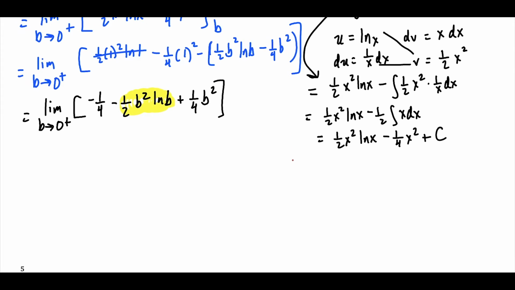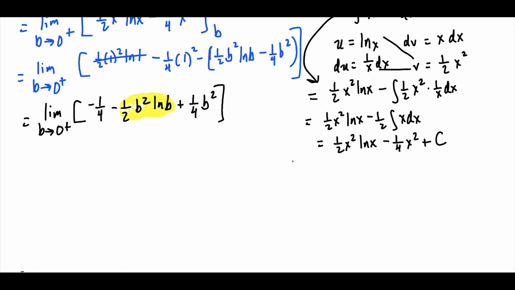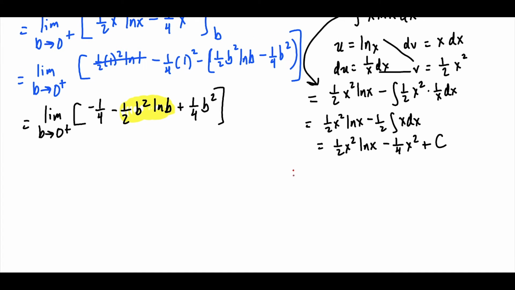So just on the side here, we're going to evaluate this limit. We're going to have the limit as b approaches 0 from the right, and the coefficient negative 1/2 I'm not going to include. I'm only going to look at this, b squared times natural log of b, which once again is 0 times negative infinity, which is an indeterminate form.